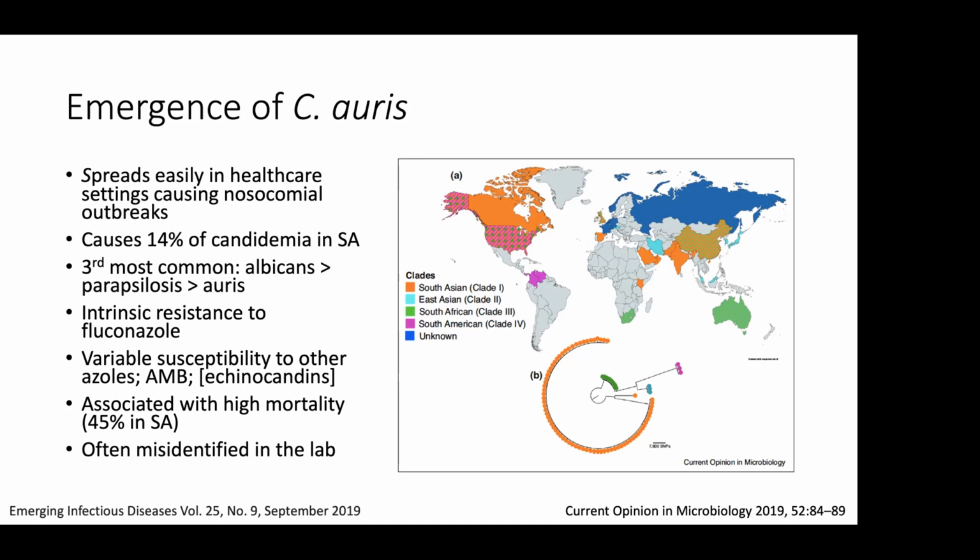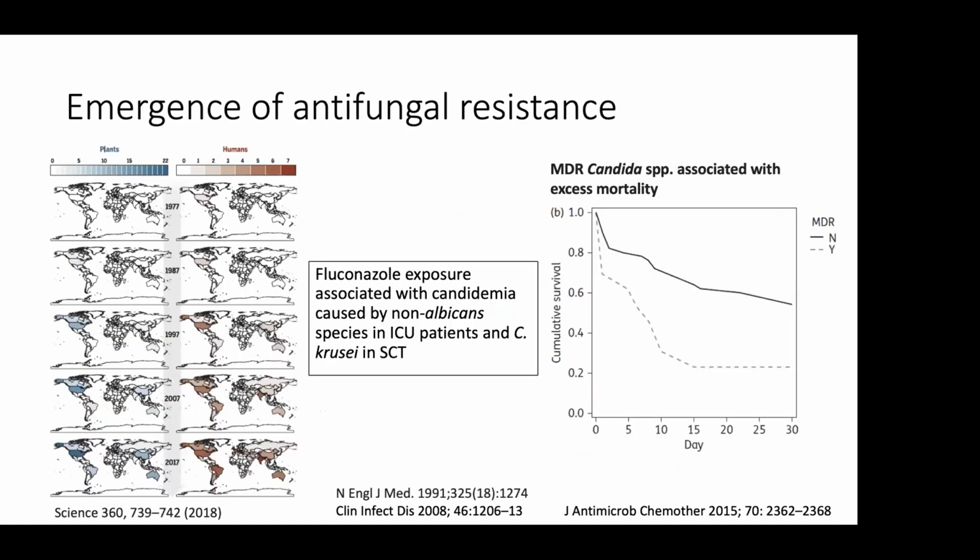The main problem with auris is that it's got basically intrinsic resistance to fluconazole through the ERG11 gene mutations, and it's got variable susceptibility to other azoles. So most isolates, almost all isolates, are multi-drug resistant, and even echinocandin resistance through FKS1 mutations has been described. And again, attributable mortality is difficult, but it is associated with very high mortality, close to 50% in South Africa. And so this is a clear worry and concern.